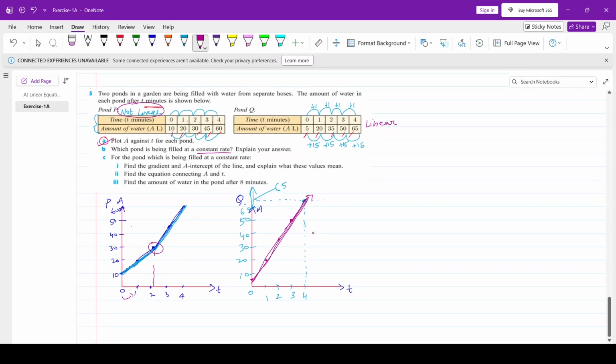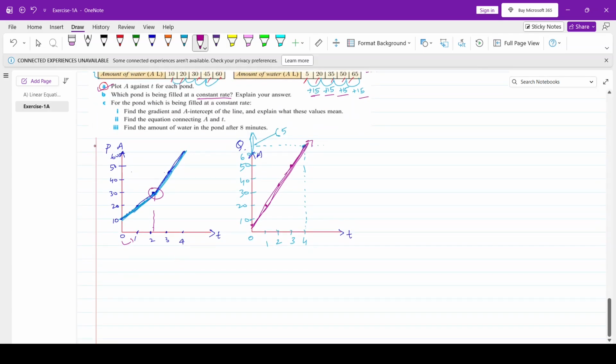However, if we consider the case of pond Q, the speed has been constant all over. 15, 15, 15, 15. You can see the speed has been constant all the time. So which pond is being filled at a constant rate? This was part A, this is part B. Pond Q is being filled at a constant rate. We've also done part B.